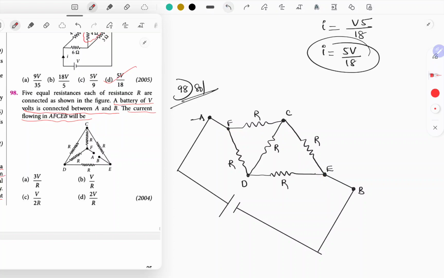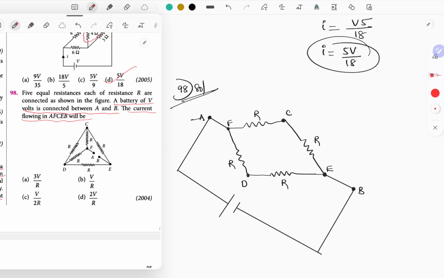First of all, let's cross check whether it is a balanced Wheatstone bridge or an unbalanced Wheatstone bridge. As the opposite resistors are all the same, the product of opposite resistances is definitely going to be equal. It's R into R square, R into R square, so they are equal. The product of opposite resistance is the same, so you can remove the middle resistor, right? So you can remove this.